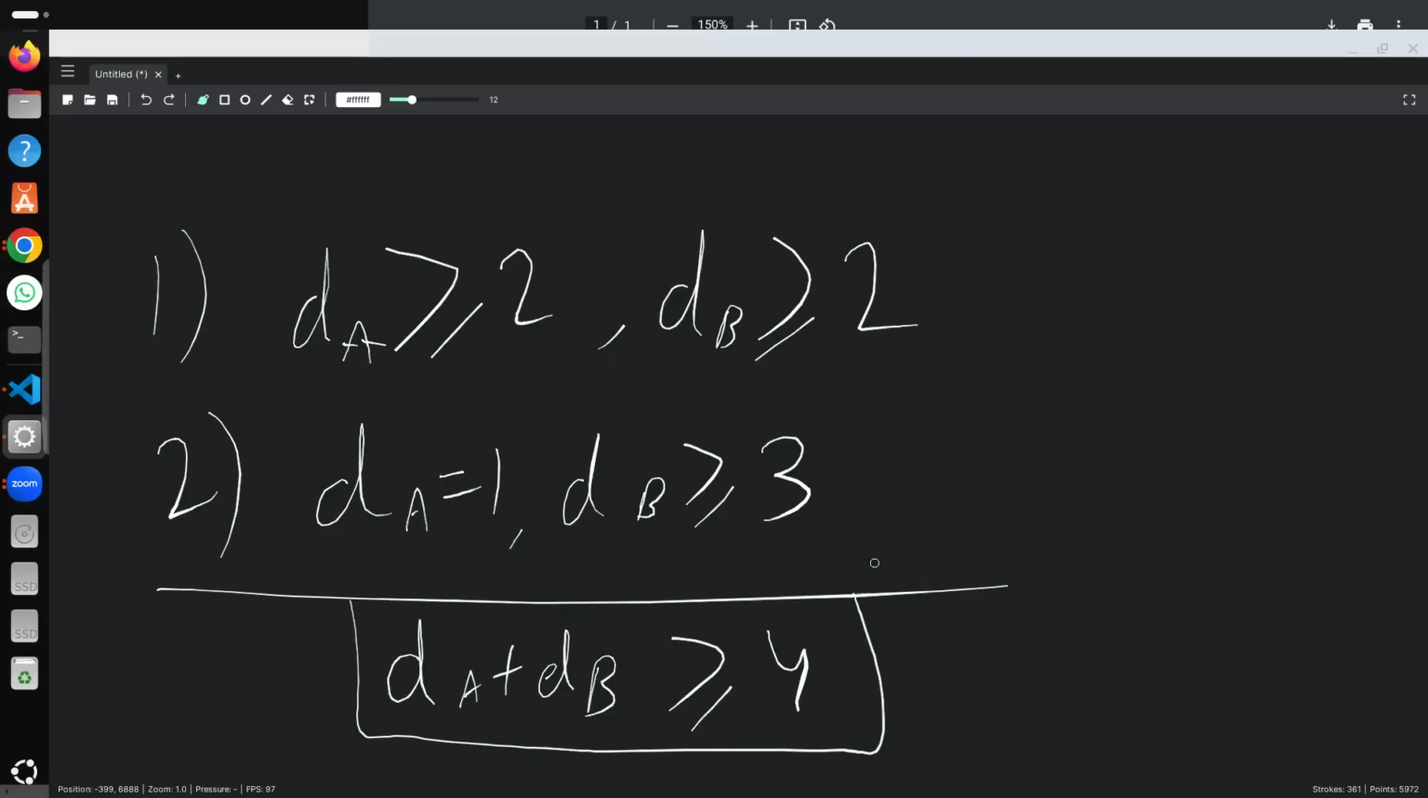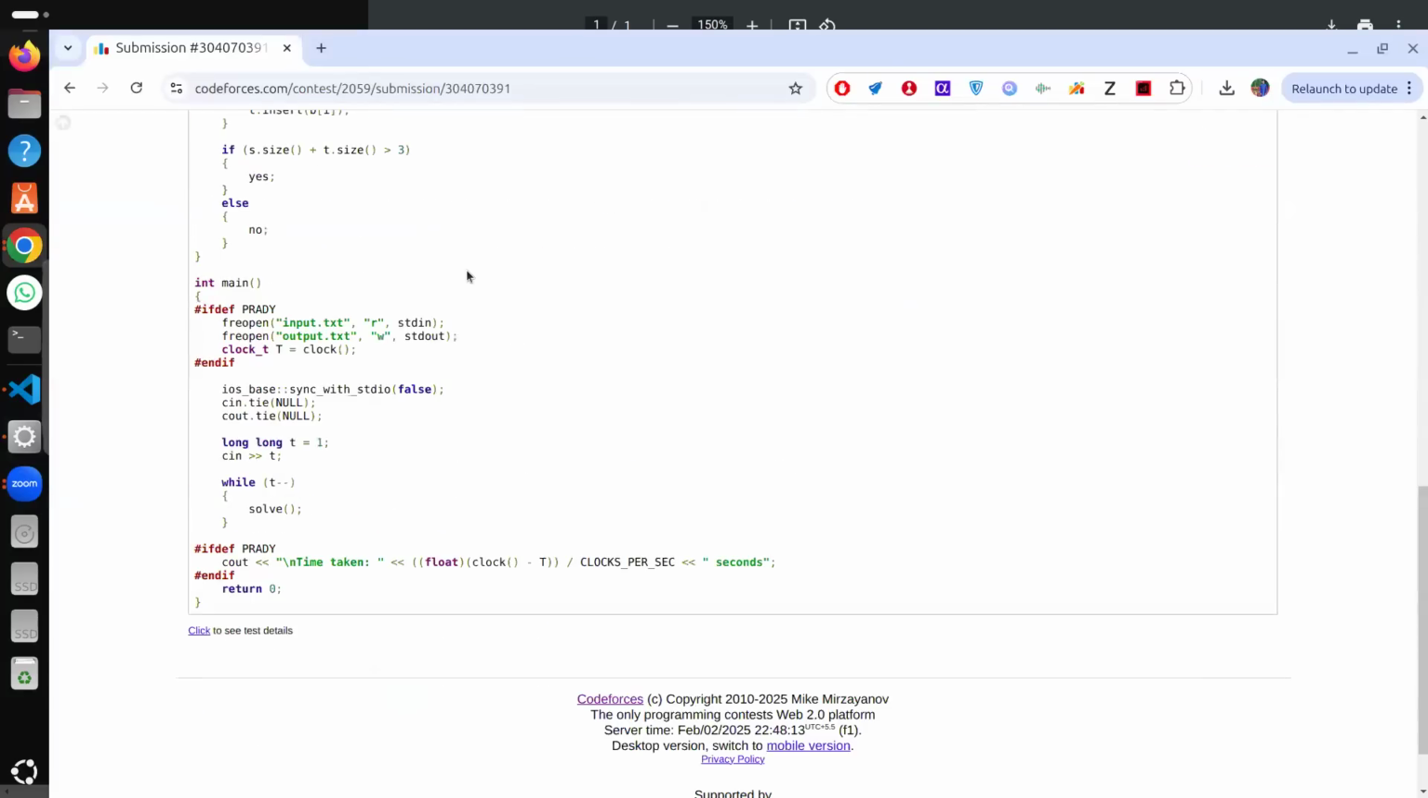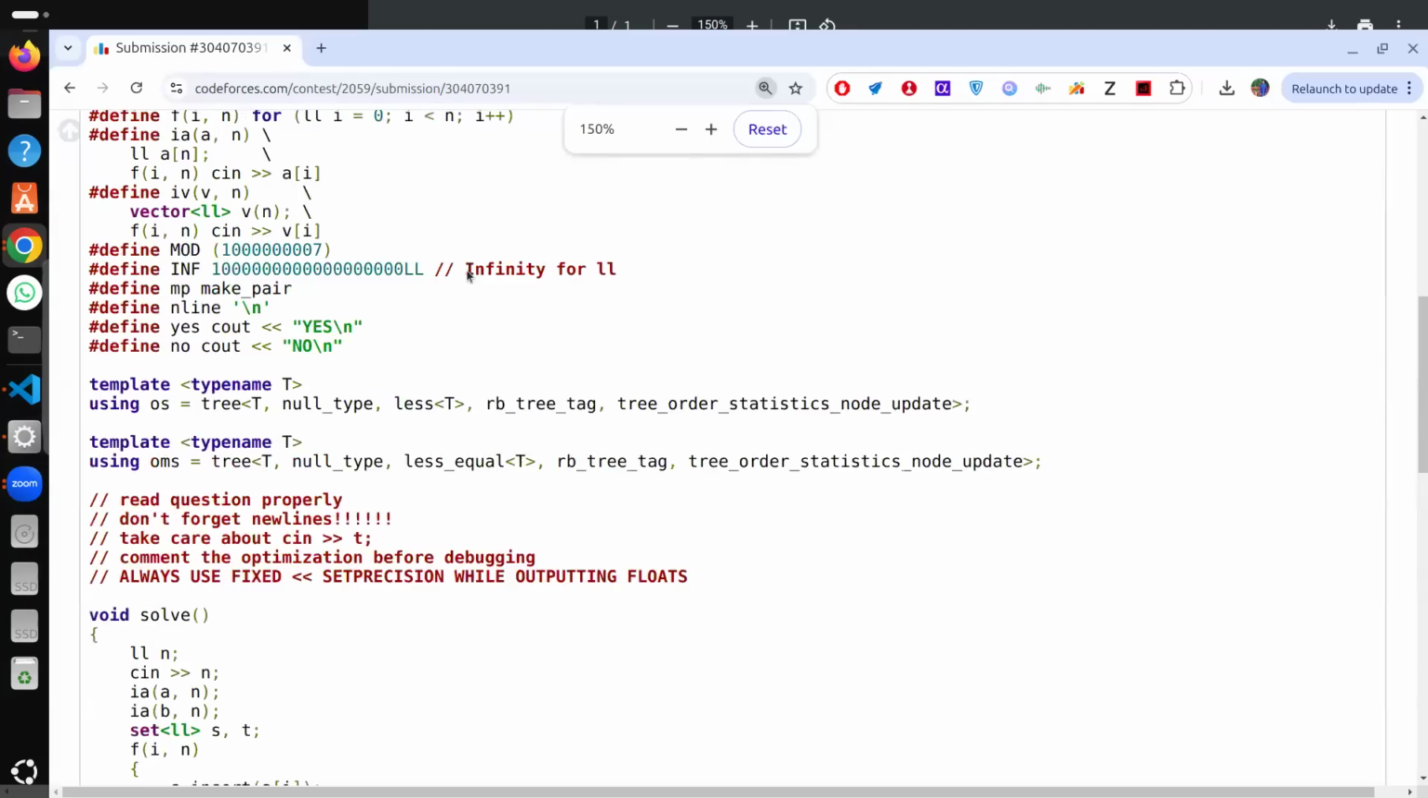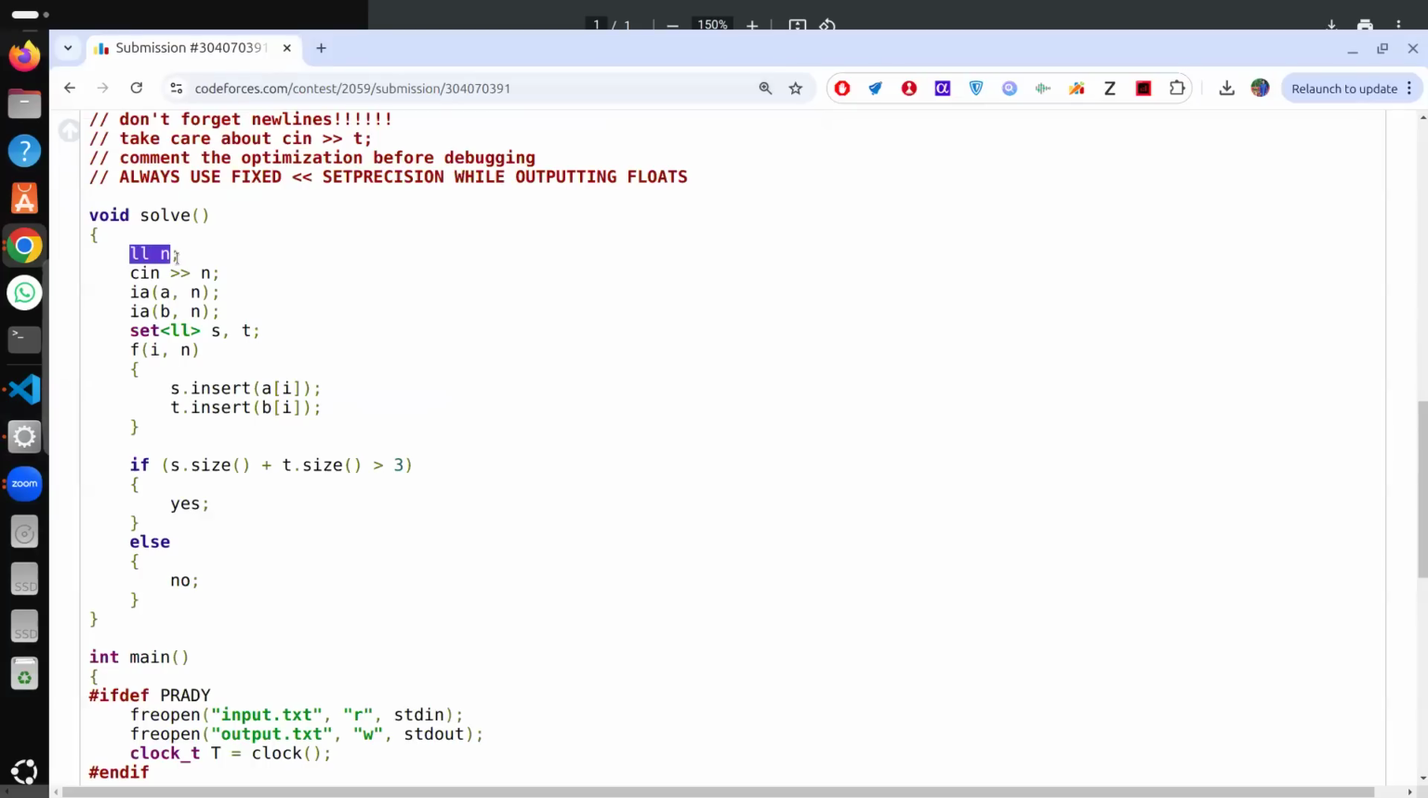Okay, so I just counted the number of distinct elements in both the arrays, and then they should be greater than or equal to 4. So I input like this, int n, and I inputted both the arrays. I made two sets s and t: s contains all the elements in A, and t contains the elements in B. If s.size plus t.size is greater than 3, then the answer is yes. Otherwise, the answer is no. Greater than 3 is the same as greater than or equal to 4. So that's what I did in problem A.